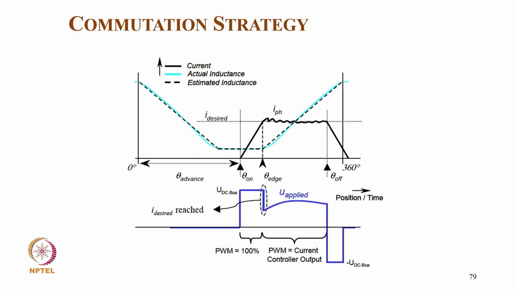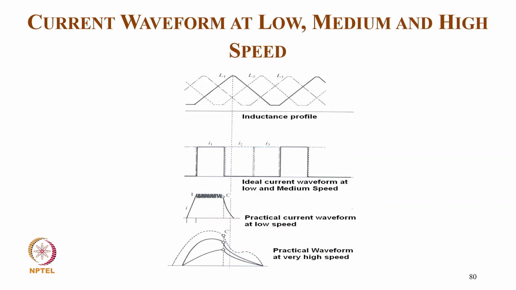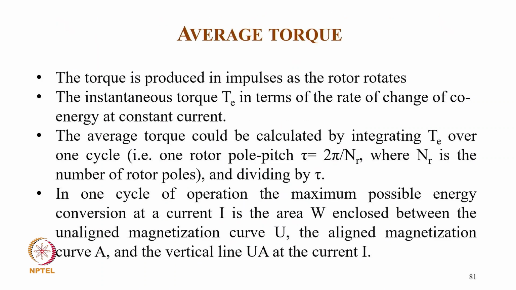And this is typically the commutation strategy. We excite with the full voltage, then we go to control voltage to limit the current, or to maintain it, and then we quench it. So you can clearly see how the voltage is applied across, and how the current is established, maintained, and then quenched. Compared to this, we already covered it.